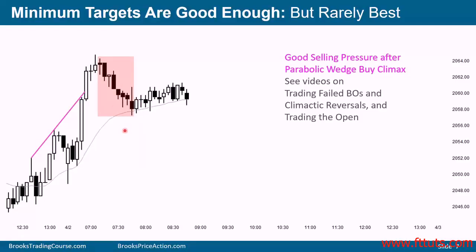I talk more about this in the videos on trading failed breakouts and climactic reversals, and in the videos on trading the open. Remember, this is early in the day. The day is just starting. We have a very strong breakout on the open. 50% of the time, if you get a strong breakout up or down on the open, it's the wrong way and it will reverse. As strong as this is, do not assume that it's the start of a bull trend. 50-50 chance it is, 50-50 chance it'll be an opening reversal, rally to some resistance level, we don't see any right here, and then an early high of the day leading to a bear trend.